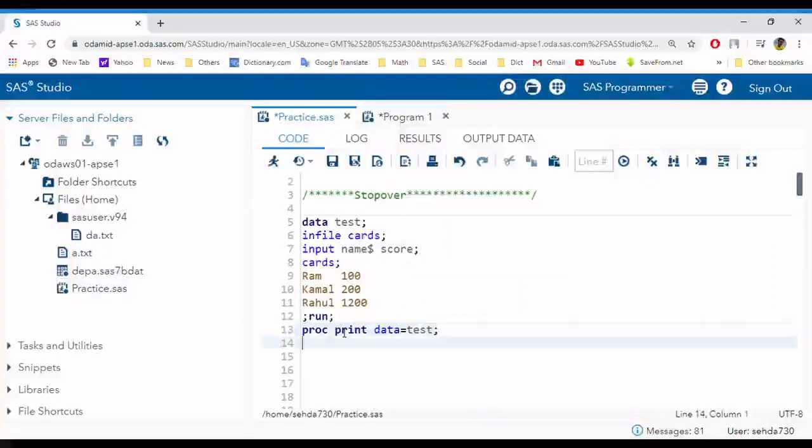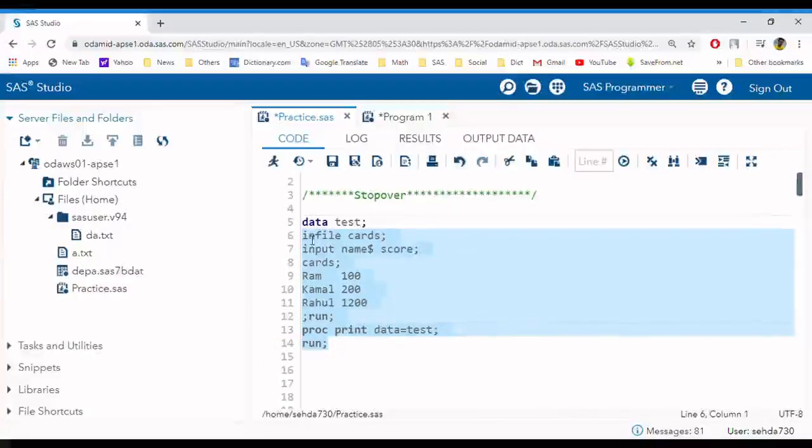This is the test data set. When I run this, I will get the full result, which is why I have written that. All right, okay. So let's say I am missing something in the second line. I'm missing this 200. What will happen?